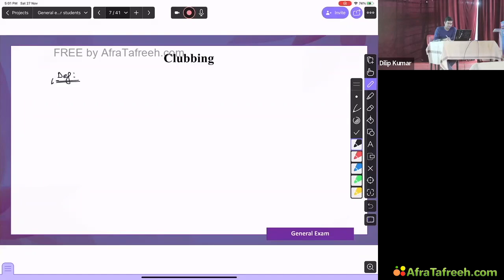It can happen only in fingers, or in fingers and toes. It can happen in both fingers and toes. It doesn't mean it happens only in fingers.